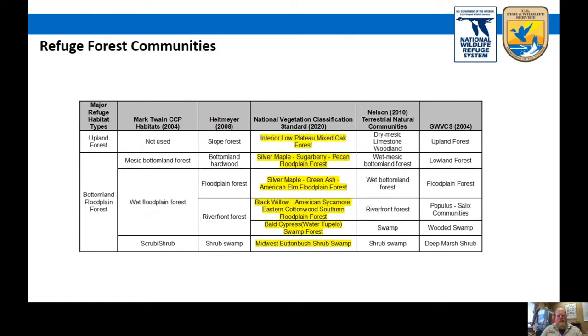This table also shows a handy crosswalk between the different categorizations of natural communities. One used in our overarching CCP plan, the Heitmeyer HGM, the NVC National Vegetation Classification Standard, which is used by the National Wildlife Refuge System, Nelson communities from our neighbors over in Missouri, and the Upper Mississippi River System specific communities.